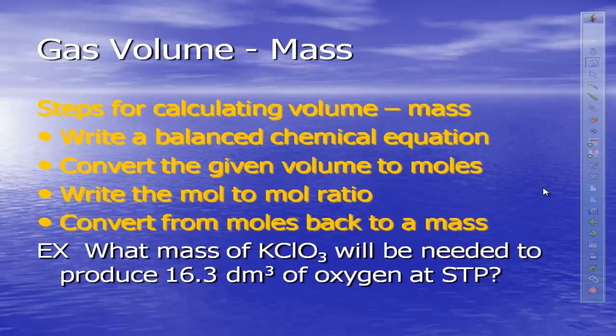It says what mass of KClO3 will be needed to produce 16.3 decimeters cubed. I hope you remember back, decimeters cubed and liters are exactly the same thing. So if you want, just go ahead and cross that off. 16.3 decimeters cubed really is going to be 16.3 liters of oxygen gas at STP. Notice here's the key thing, at STP. We're doing normal conditions first.